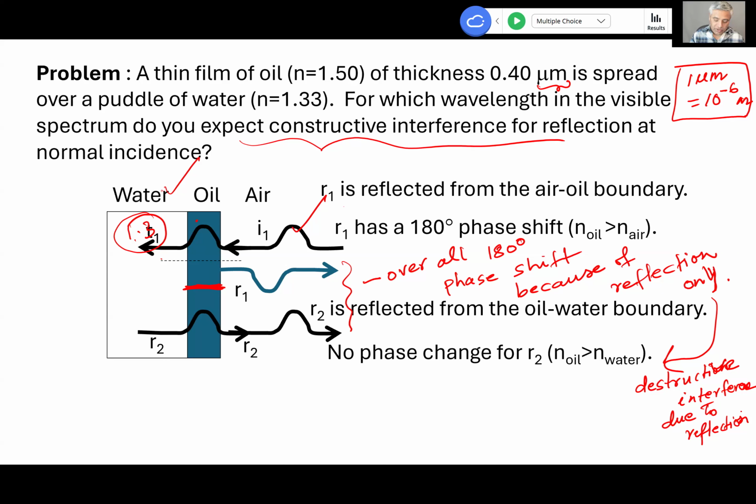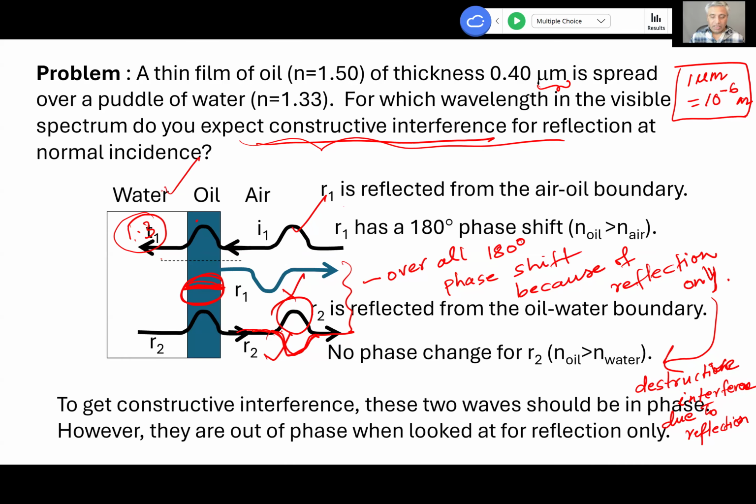Now if we want constructive, then we want this to come out something like this, in the same phase as R1. We want constructive, so we want this to be reversed in phase. So what can reverse the phase? By controlling the thickness, we can reverse the phase. Reversing phase is like making it destructively interfere. But here that destructive interference becomes constructive. Why? Because there is already a phase reversal because of the reflection.